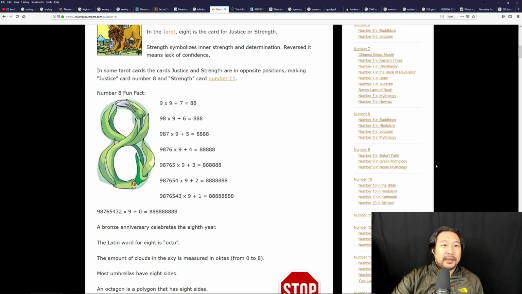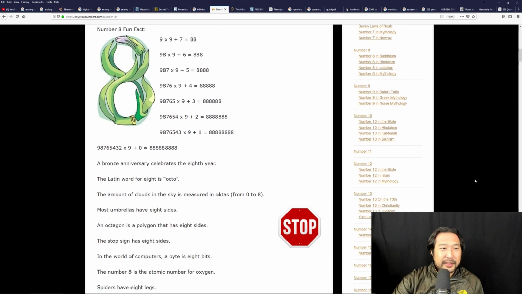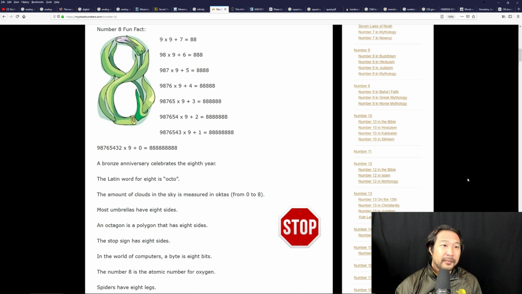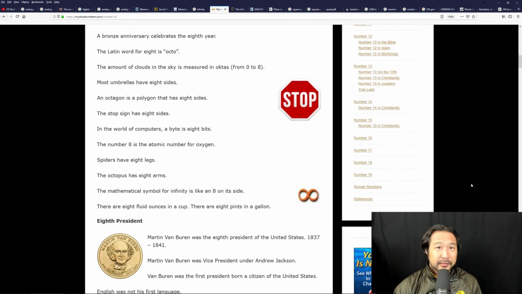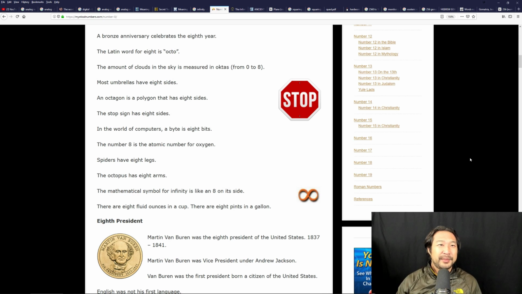Let's see. You get a lot of just math. Wow, it goes to 888. A bronze anniversary celebrates the 8th year. A Latin word for 8 is octo. Oh, I didn't know. The amount of clouds in the sky is measured in oktas, from 0 to 8. Why is that? That's interesting. I may have to look that up. Why would they measure in oktas?